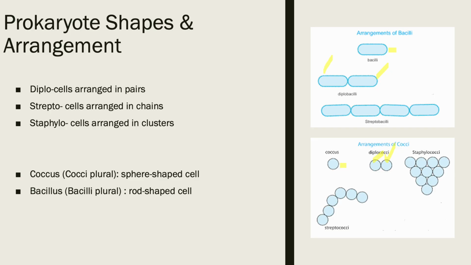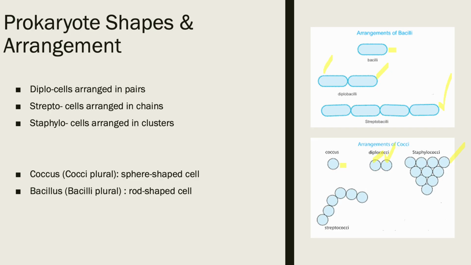We have a strep arrangement, which is long chains. So for example, if we have long chains of bacilli, that is a streptobacilli. And we also have clusters, a staph arrangement. So if we have clusters of cocci cells, we can now call that a staphylococci. And staphylo is actually the Latin prefix for grapes, like a bunch of grapes. And these prefixes for these more complicated arrangements may sound familiar to you.